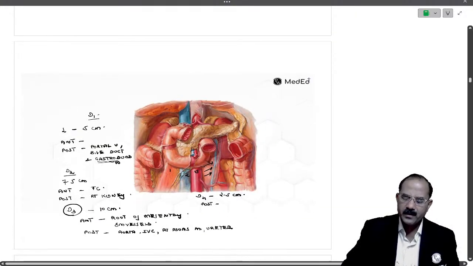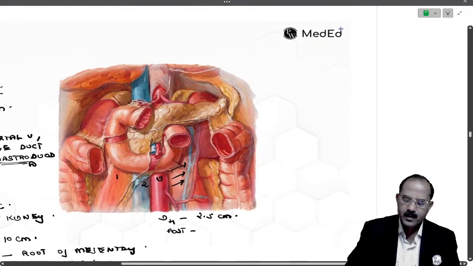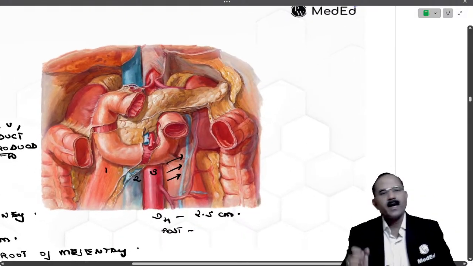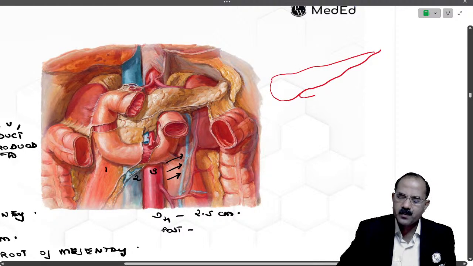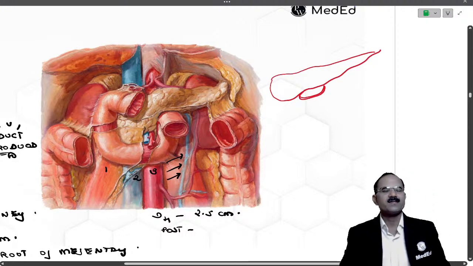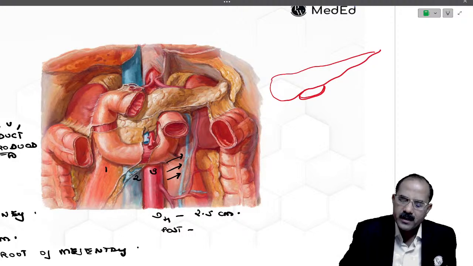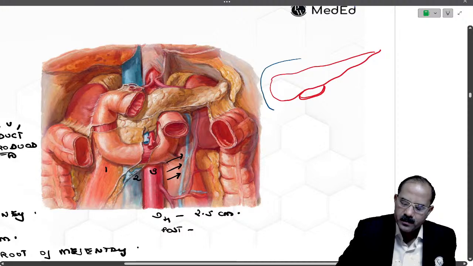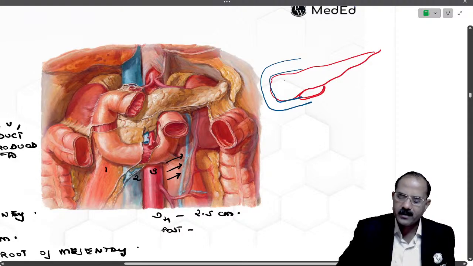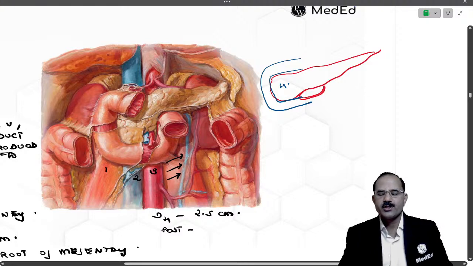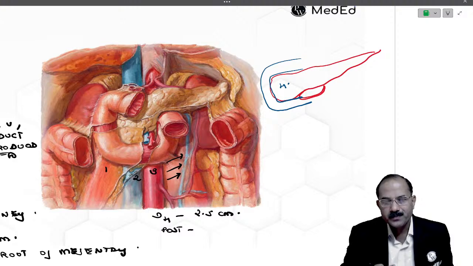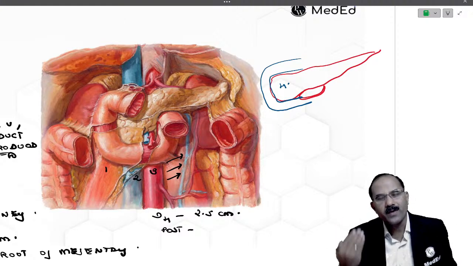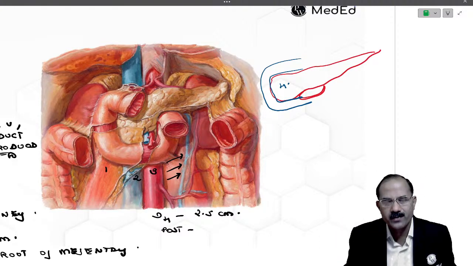Now coming to the pancreas. Can anyone tell me what are the parts of the pancreas? That's the head, the neck, and the tail. And what is this process here? That's the uncinate process. Now the pancreas is surrounded by the duodenum like this. So that's the head of the pancreas. The head is related to the first part of the duodenum above, the third part below, and the second part on the right side.